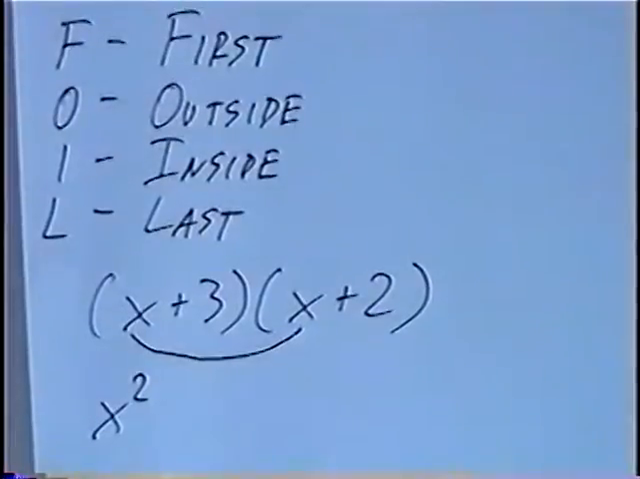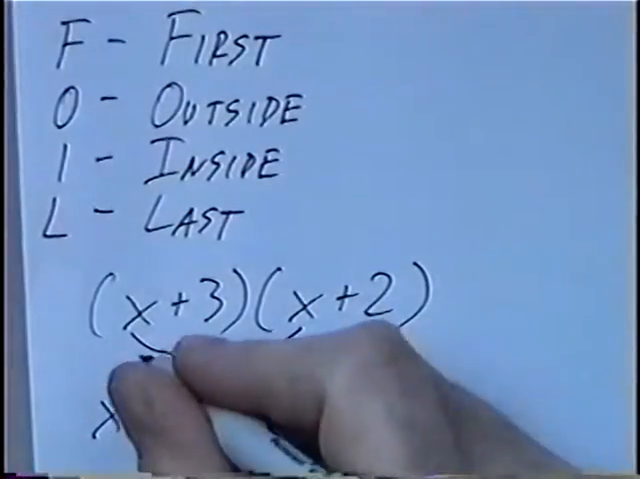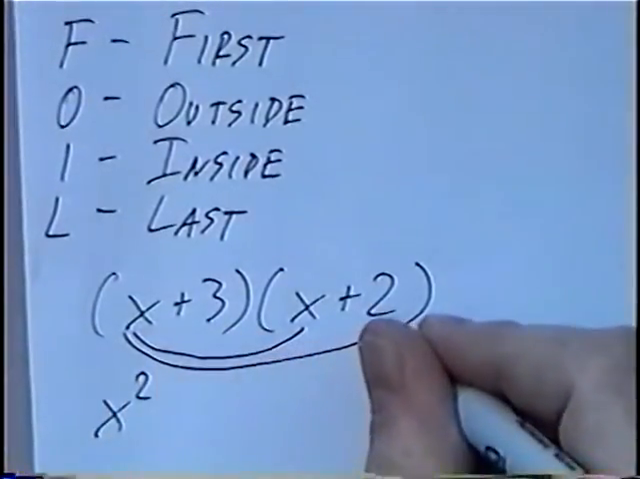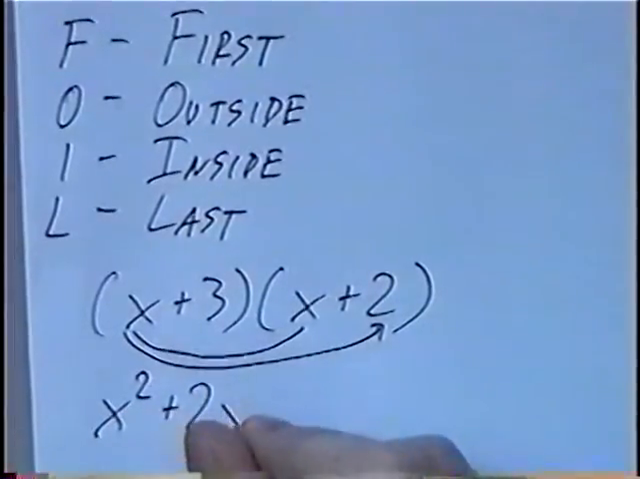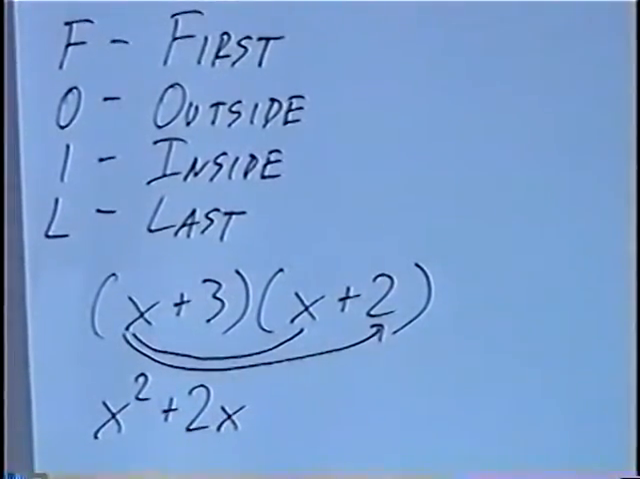The O in FOIL stands for outside. That means we'll multiply the outside term on the far left times the outside term on the far right, which will be x times 2. X times 2 would be 2x, or positive 2x.